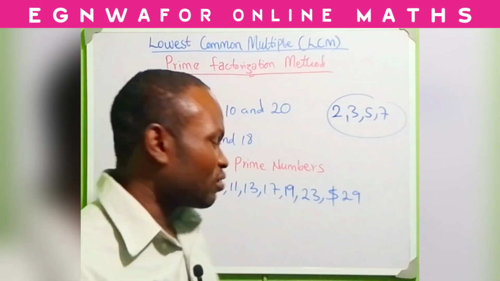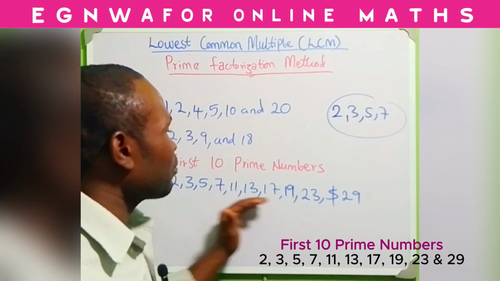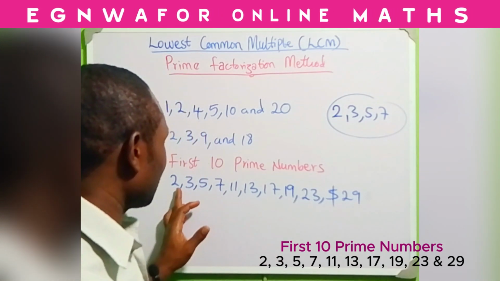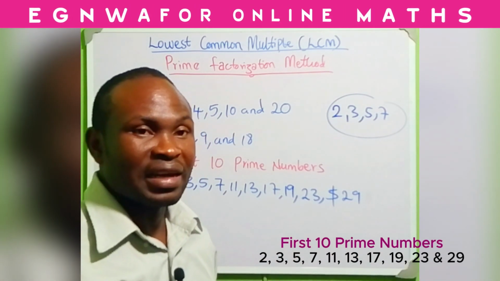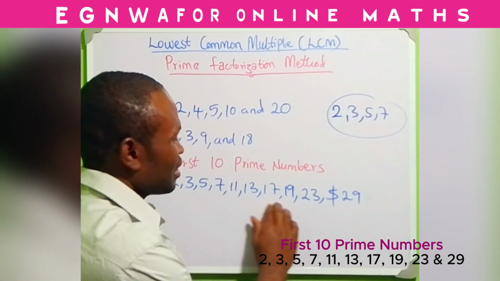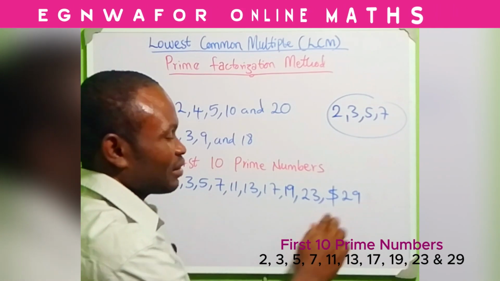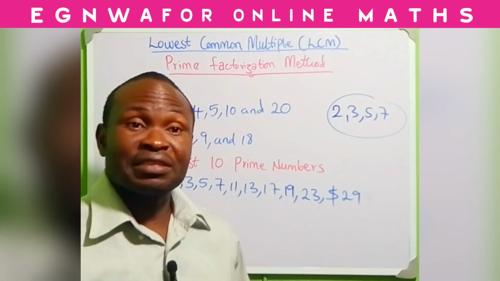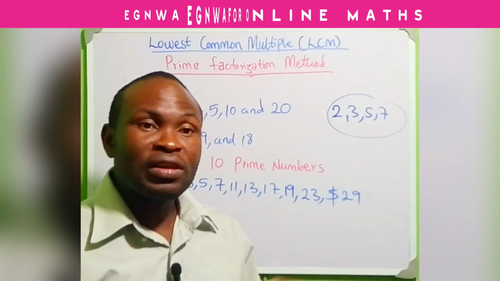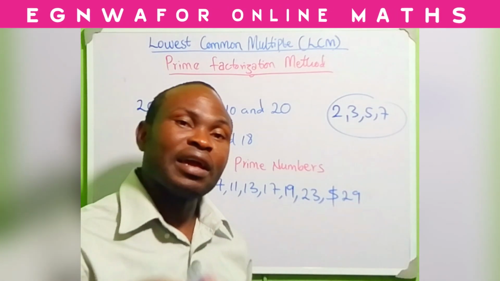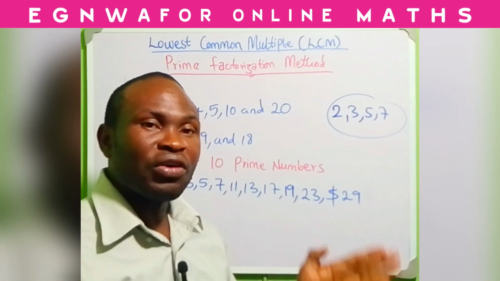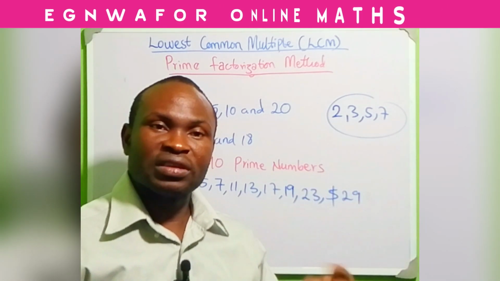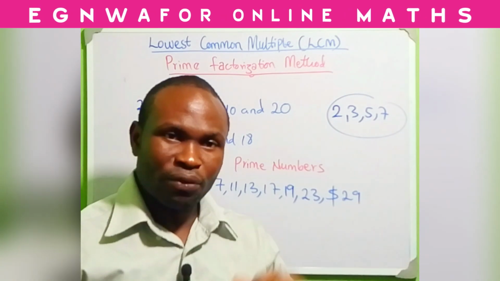I go advise make we sabi the first 10 prime numbers. If we sabi am, e go help us well. See them for here, from 2 to 29. All these numbers wey you see here, they no get any other factor except themselves and 1. Only them go fit divide themselves, and 1 go fit divide them, which means all prime numbers only get 2 factors, themselves and 1.